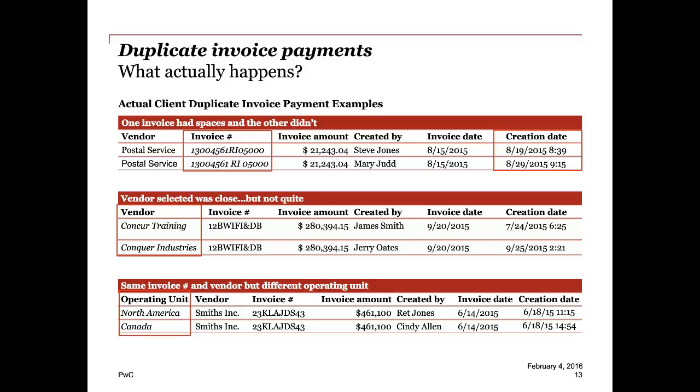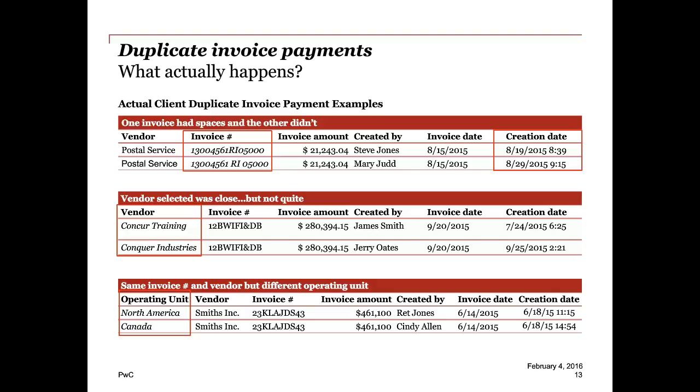Let's take it one step further and show you some real examples that we've obviously redacted for purposes of this presentation, but these are real examples that we found at some of our clients. So example number one, on August 19th, Steve Jones receives an invoice. He enters it into the system to the value of $21,000, give or take. The invoice processed successfully. It's the first time it's been entered into the system.